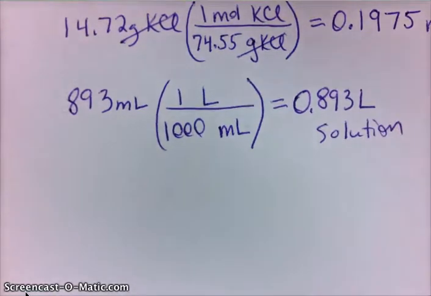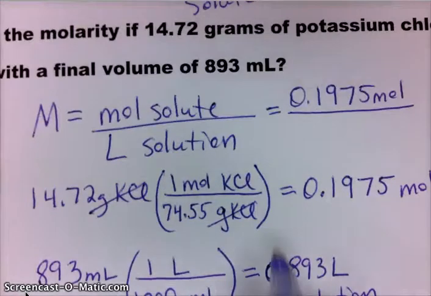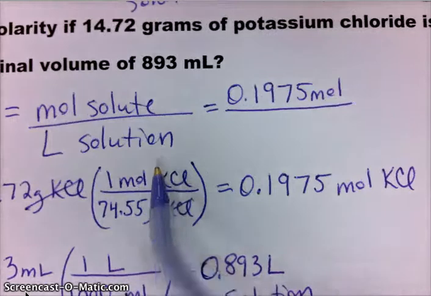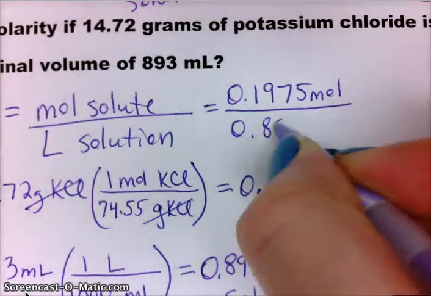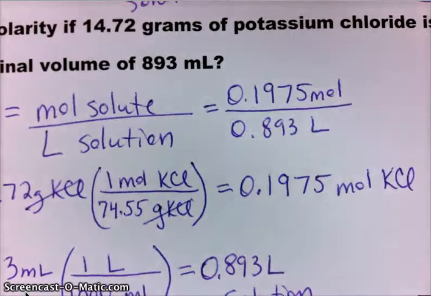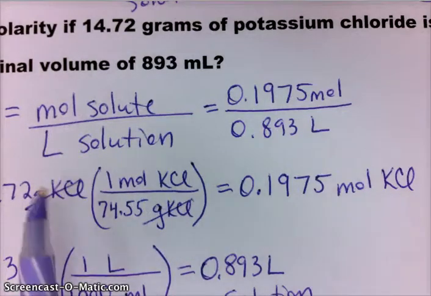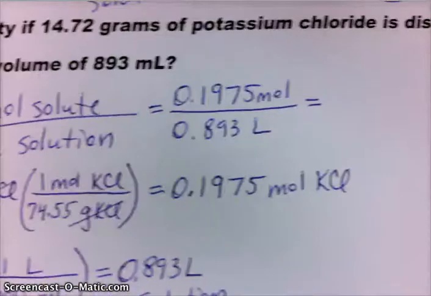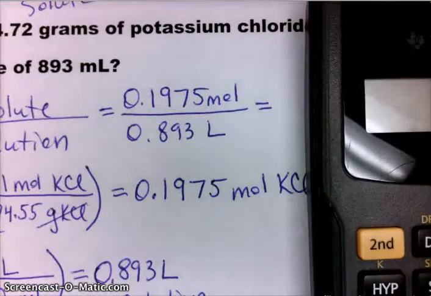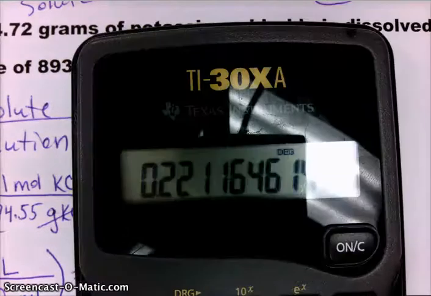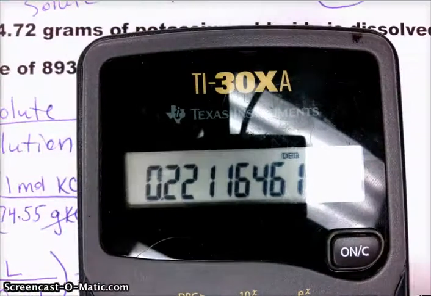So that number now plugs back in to the denominator, liters of solution. We just calculated that to be 0.893 liters. So now I have my moles of my solute, which was my potassium chloride, and I have liters of solution, 0.893 liters. So I need to divide these two numbers. 0.1975 divided by 0.893 equals, and I get a long number, so I need to pay attention to sig figs.